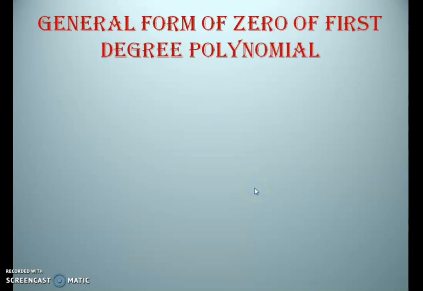Now, we are going to find the general zero of a first degree polynomial. So, we are going to take the general form of the first degree polynomial. The general form is p of x is equal to ax plus b, and here a is not equal to 0. So, a is the coefficient of x and b is the constant term.